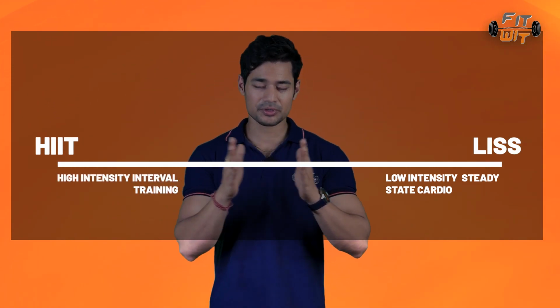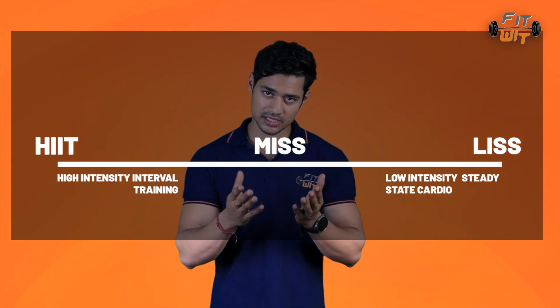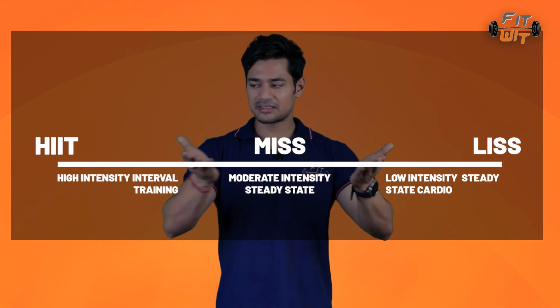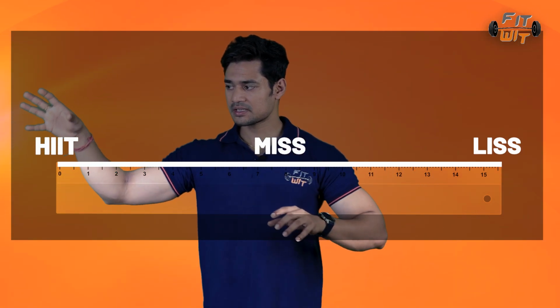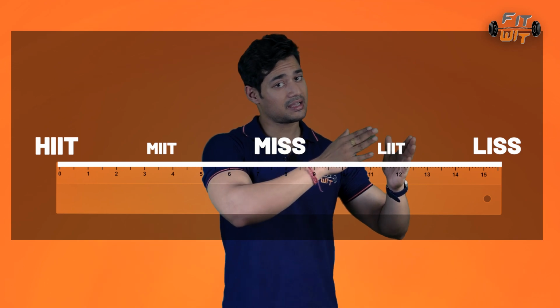And इसके बीच में जो gap है, that can be filled with something like MISS, which stands for moderate intensity steady state. Now understand that this is just like a scale and there are not only 3 options but multiple options that you can choose from. For example, HIIT और MISS के बीच में there can come MIIT. Similarly, LISS और MISS के बीच में there can come LIIT.